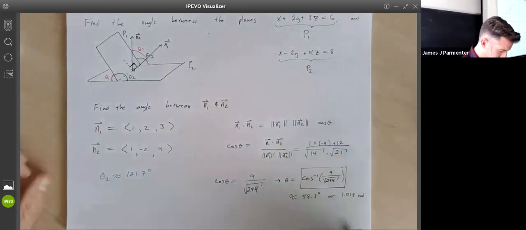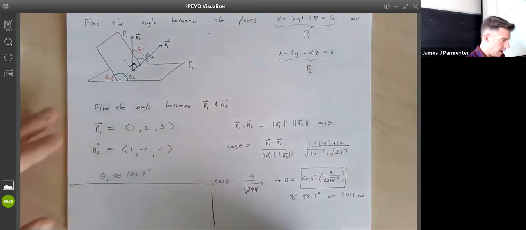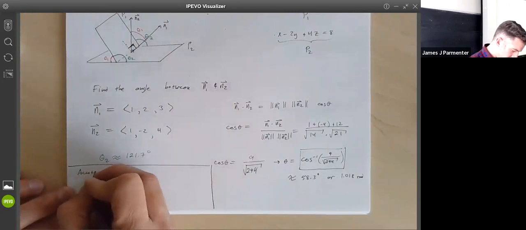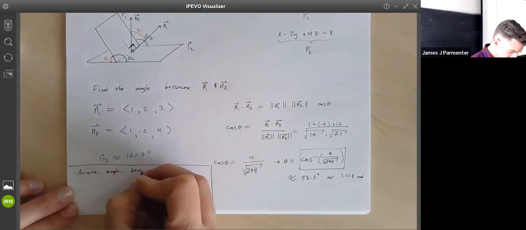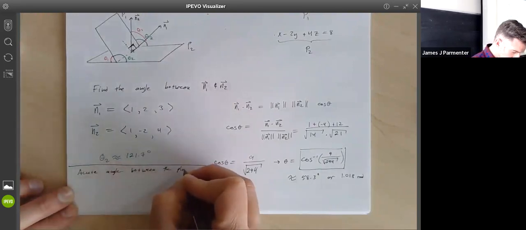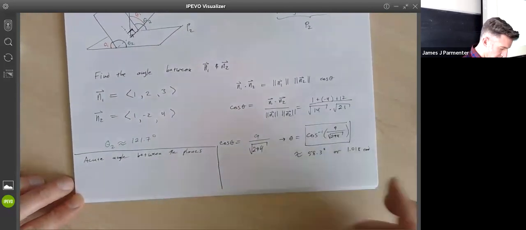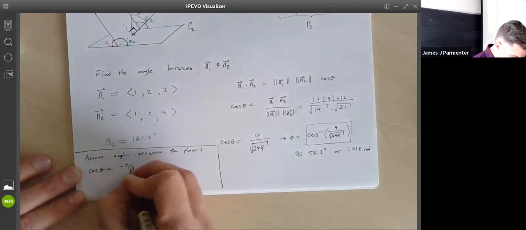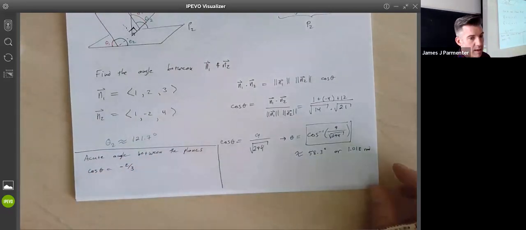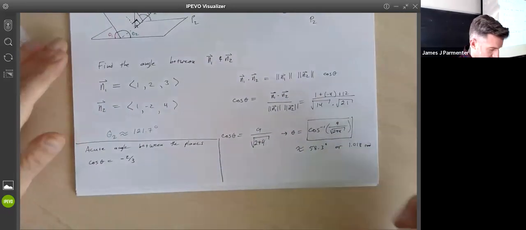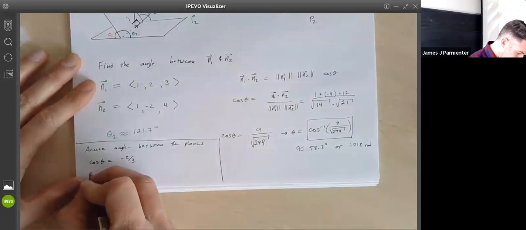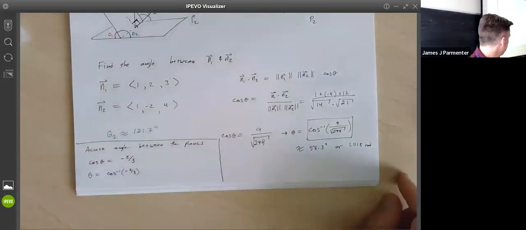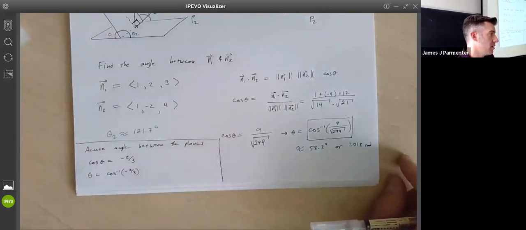So let me ask you a question. Let's say I was doing this problem on a test and someone said, okay, tell me the acute angle between the two planes. And let's say we calculated it and we got to the point where we know that cosine of theta is equal to -2/3. So if I was going to find theta, I would of course use inverse cosine. So I'd say theta is equal to the inverse cosine of -2/3. Now here's the problem. That angle is not acute.